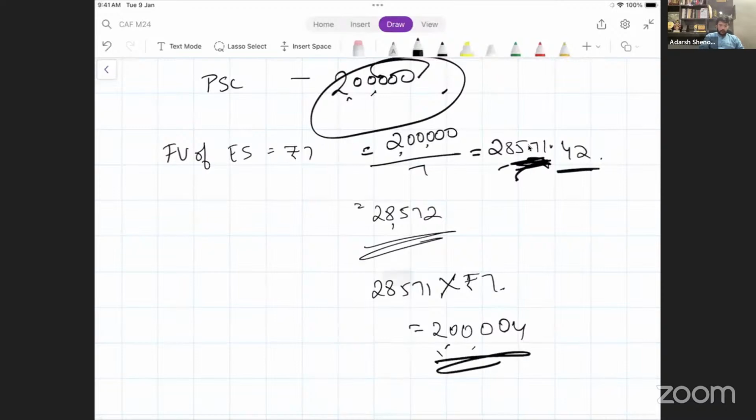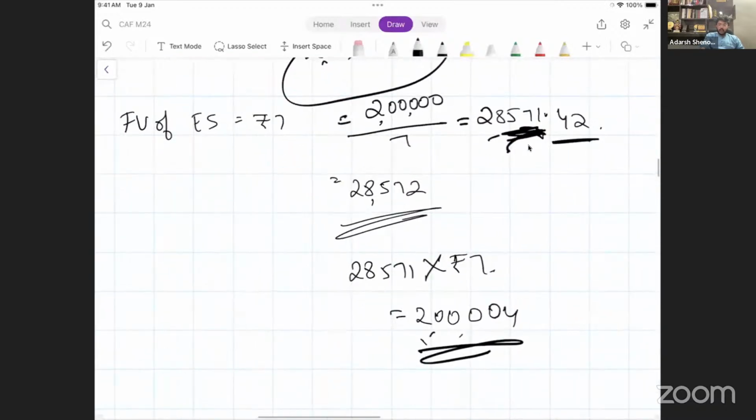I hope all of you have understood this. Sometimes the company may also decide, "Sir, I will not issue odd numbers like 571, 572. We will issue in multiples of 50." If they say multiples of 50, then in this case, for 28,572, which is the next multiple of 50?